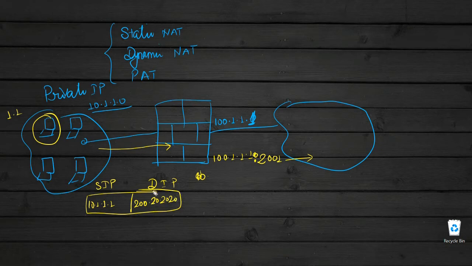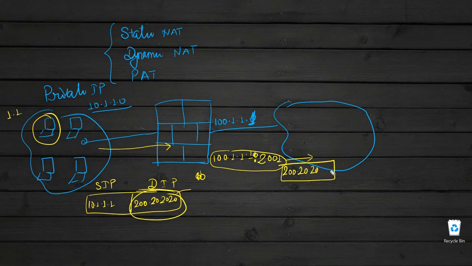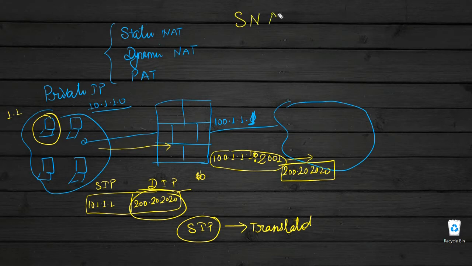So what is happening here is that the destination IP is not being changed, right? Even if it is being converted, the destination IP address will still be the same, and it will remain 200.20.20.20. So what is changing here is the source IP address, right? The source IP address is being translated. So when the source IP address is translated to another IP, we call it SNAT, because the source IP address is being translated.